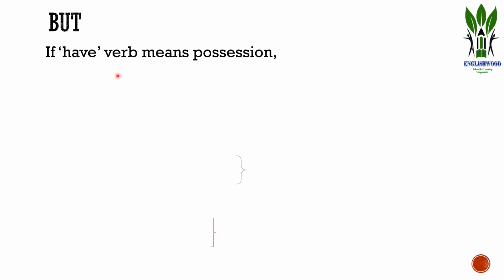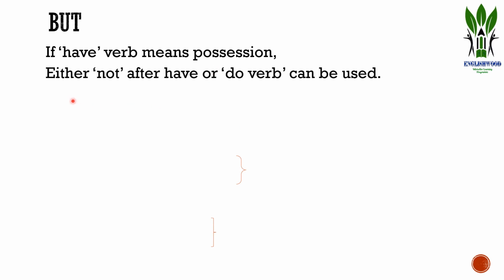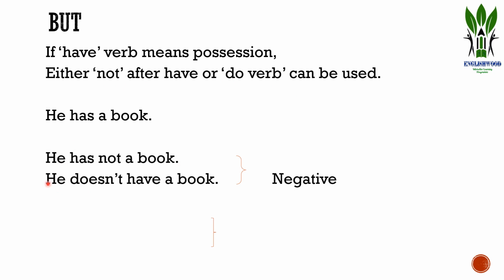But if have means possession, either not after have or the do verb can be used. For example, he has a book, he has not a book, he does not have a book. Now look at this one. He has a book. This has is an auxiliary verb. Therefore, as a general rule, you can just add not. So, he has not a book.